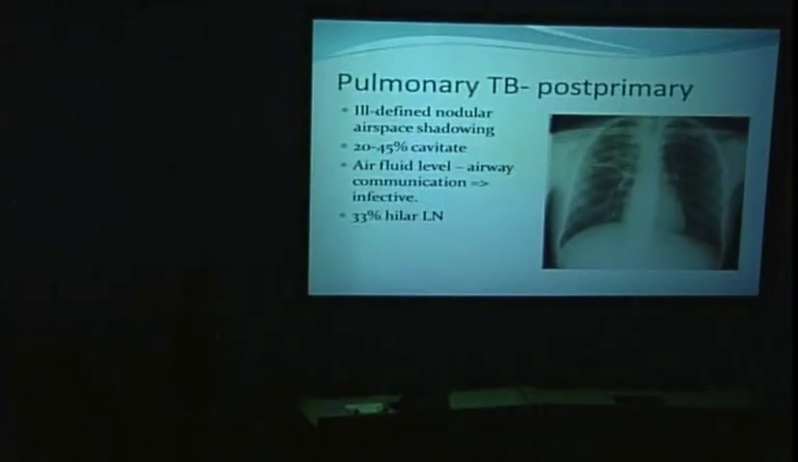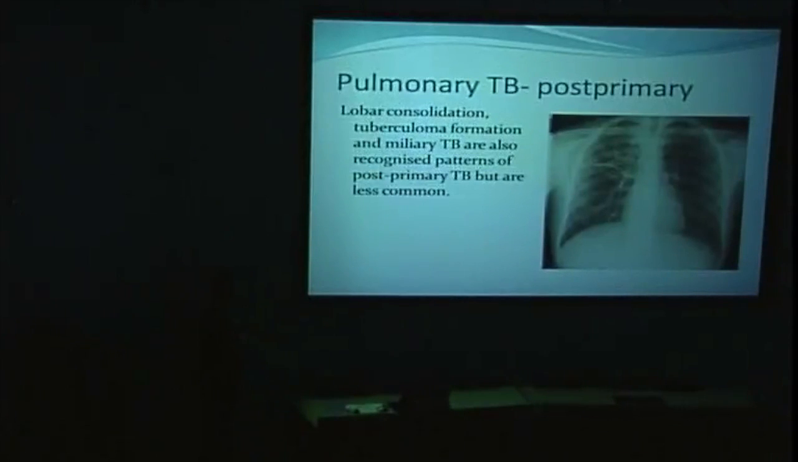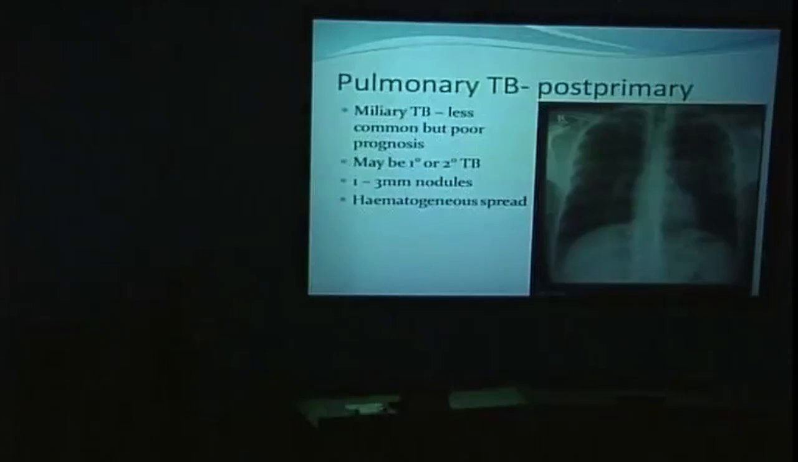33% of post-primary TB will have hilar lymphadenopathy. So it's one third, not quite as common as in the primary. It can present with lobar consolidation, or tuberculoma formation, which is like a mass-like lesion, so that could be confusing for neoplasm. That's a common presentation.